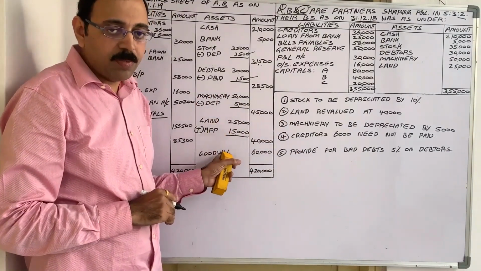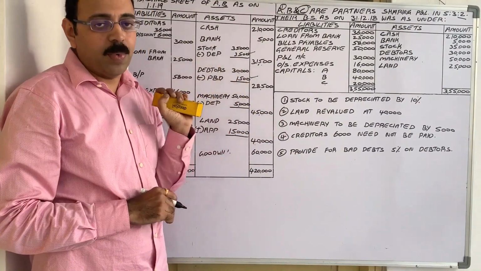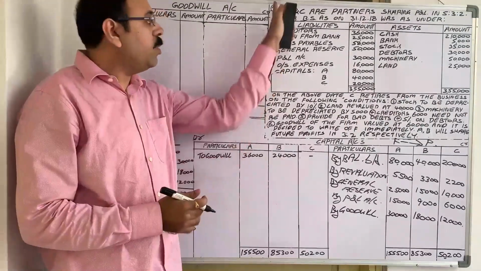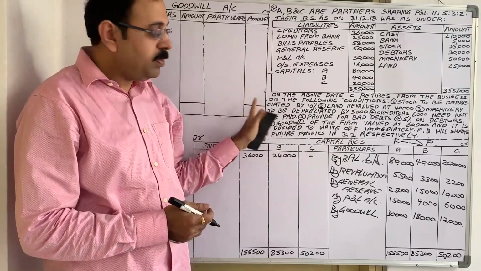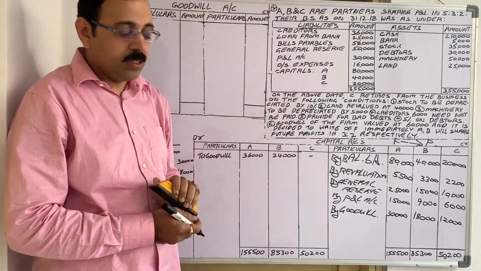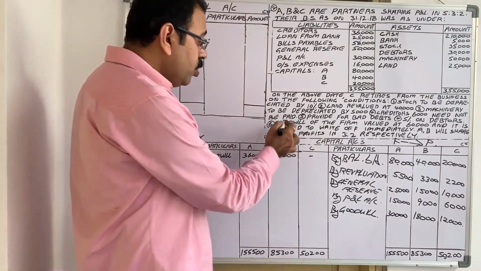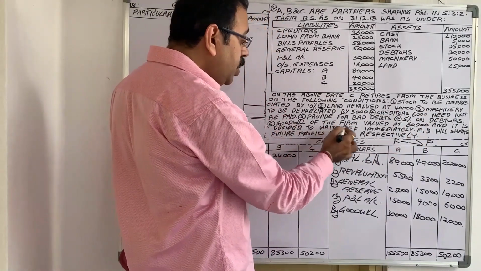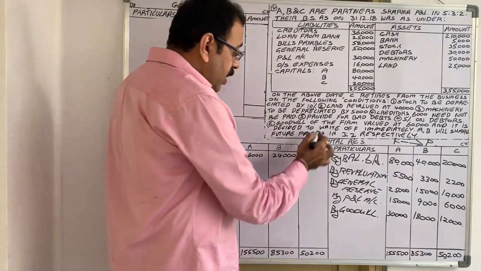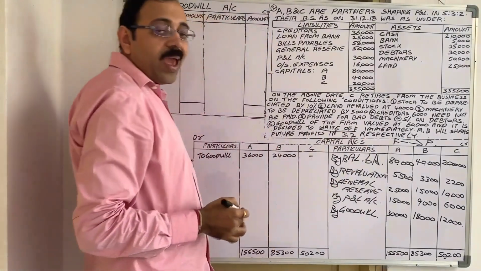This is the first problem. Now let us see the second problem. Now come to the second problem. Everything is the same except the sixth point and seventh point. What is the sixth point? Goodwill of the firm valued at 60,000 and it is decided to write off immediately. Write off means what? Cancel.